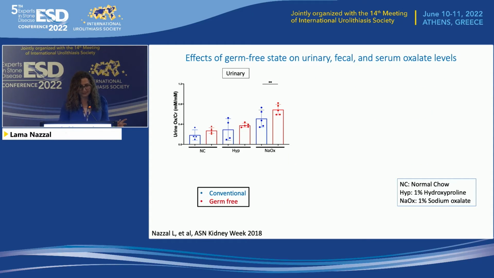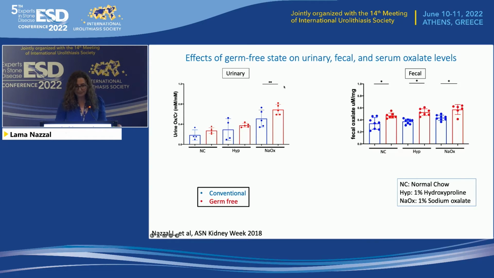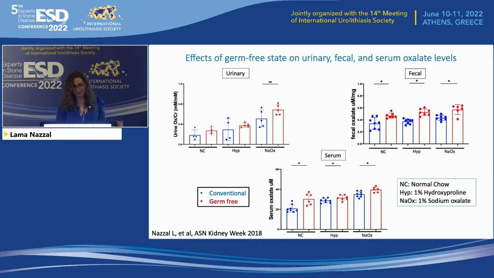And what we found was that in this figure, where we show the urine oxalate on the y-axis and the 3 different diets on the x-axis, the red is germ-free and the blue is conventional mice. We see that there is a trend for higher oxalate on all diets, but it was the most significant when the mice were fed high oxalate. And when we looked at their fecal oxalate level, that was similar, and the plasma oxalate, the serum oxalate, also. So basically, in germ-free mice, you have more oxalate in the whole system.